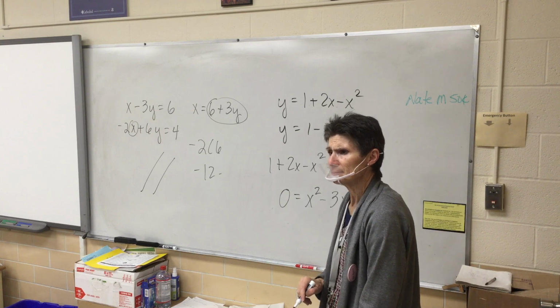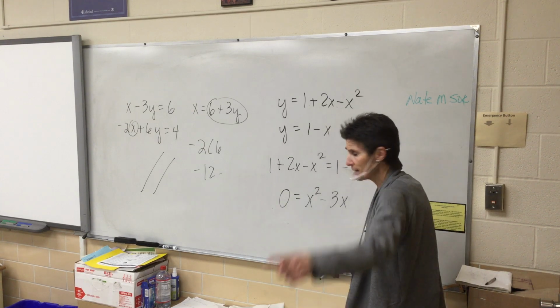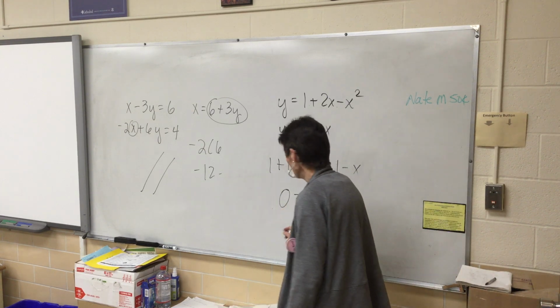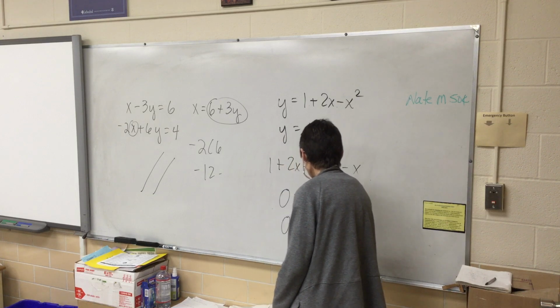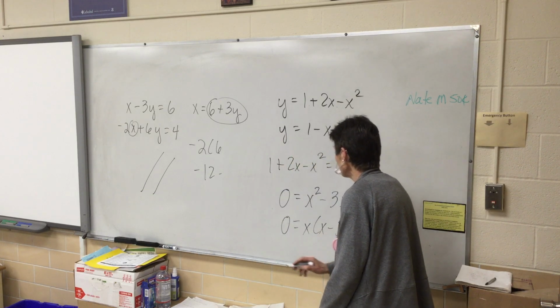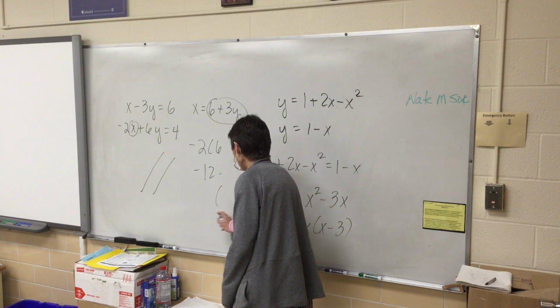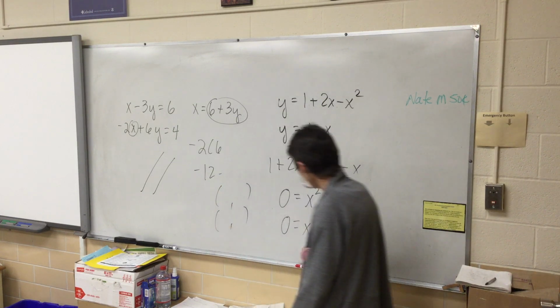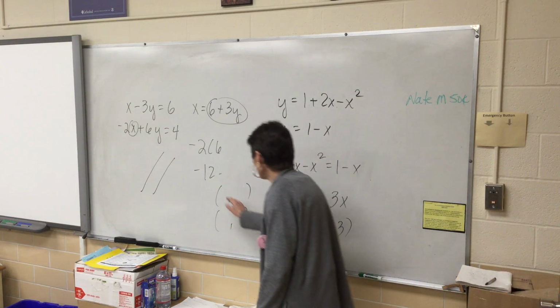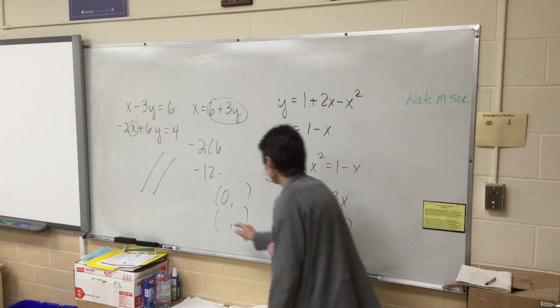Is that it? What do I do with that? Take an x out. Bingo, you factor. Only factoring is different this time. All I can do is take out an x. So what does that tell me about my points of solution? There's 2 of them. X is 0 or x is 3.